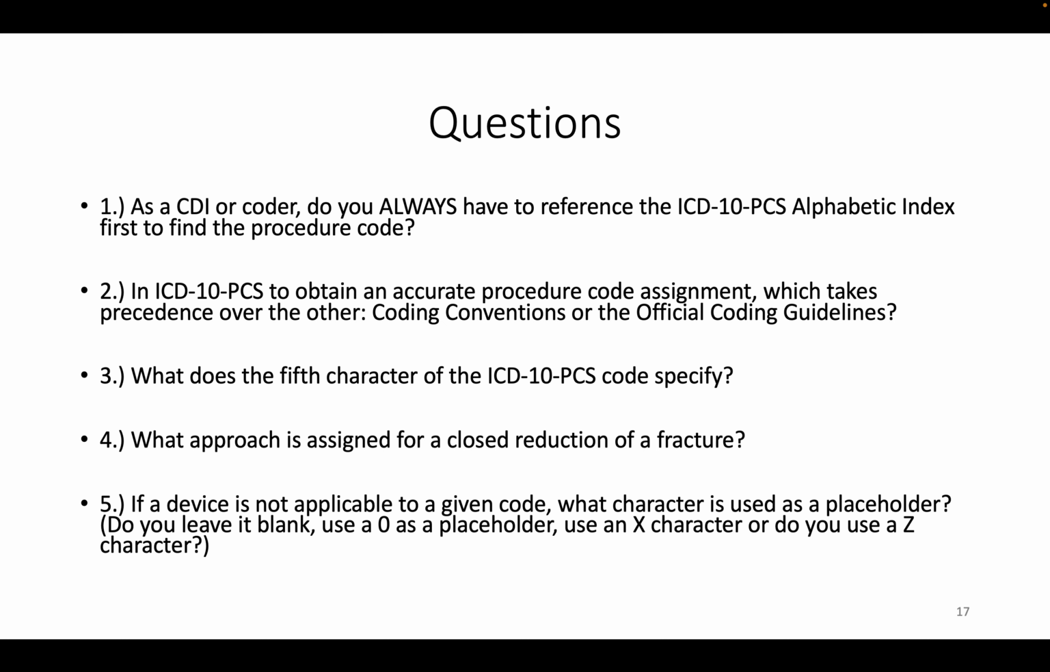Number 3, what does the 5th character of the ICD-10-PCS code specify? Remember, we have 5 characters. What is that 5th character? What goes in that spot? It is the approach, the technique used to access the operative site. Number 4, what approach is assigned for a closed reduction of a fracture? External. This approach is performed either directly on the skin or mucous membranes or indirectly by the application of force.